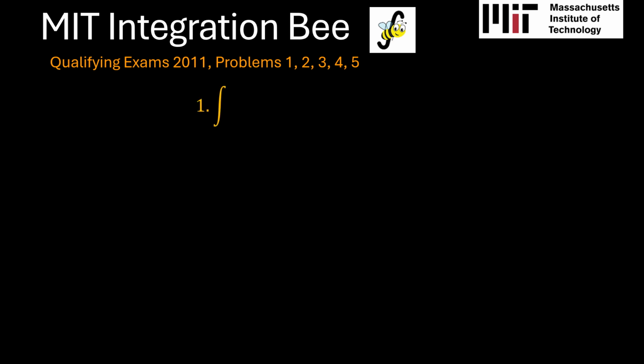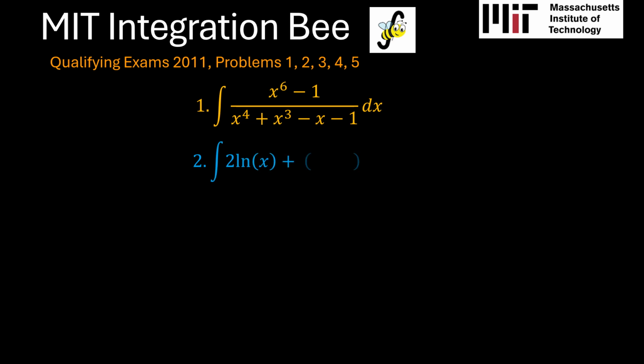Problem 1 is the indefinite integral of x to the power 6 minus 1 over x to the power 4 plus x cubed minus x minus 1. Problem 2 is also an indefinite integral of 2 times the natural logarithm of x plus the square of 2 of natural logarithm of x.